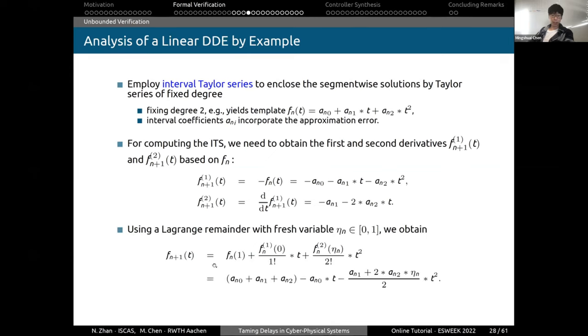And now by using the Taylor expansion, we actually have that fn plus one of t is of this form, where this is the first order derivative and this is the second order. Of course, there are approximation errors, and we use this fresh variable eta n to encode the error. And this is an error that is necessarily within the interval 0 to 1. By doing some simple calculations, this is the resulting polynomial. Notice that fn plus 1 is also an interval Taylor series.